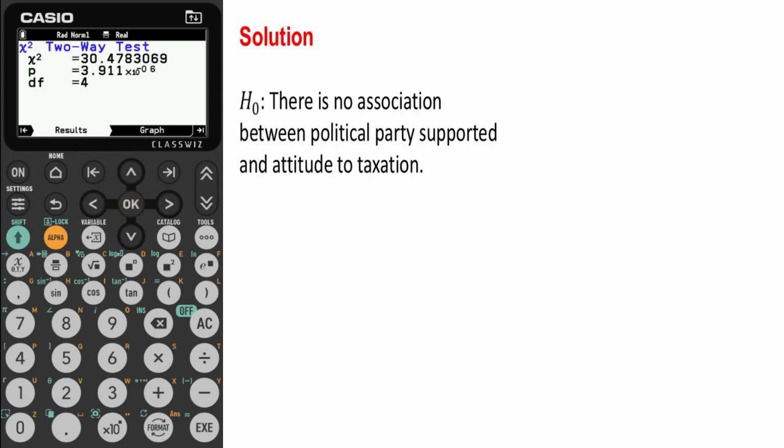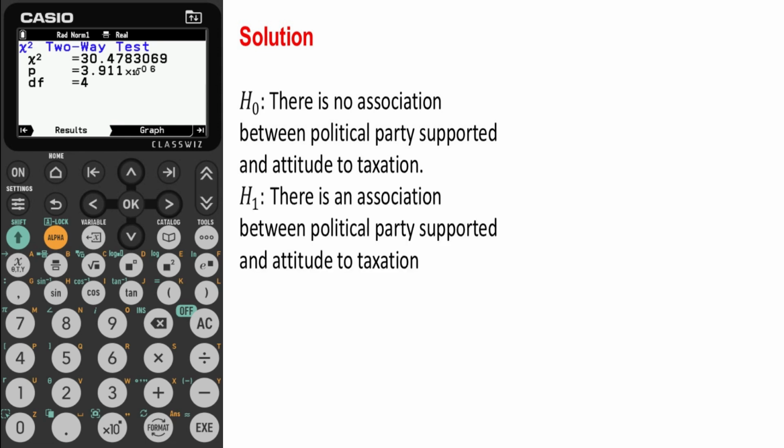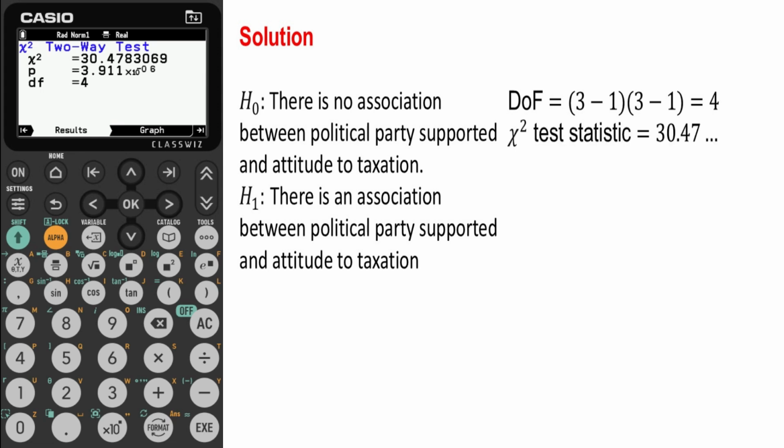So for our solution, let's begin by stating the null hypothesis. That is to say, there is no association between political party supported and attitude to taxation. Then we have the alternate hypothesis, in which there is an association between political party supported and attitude to taxation. You can see the degree of freedom is equal to 4 and the chi-squared test statistic is equal to 30.47, etc.